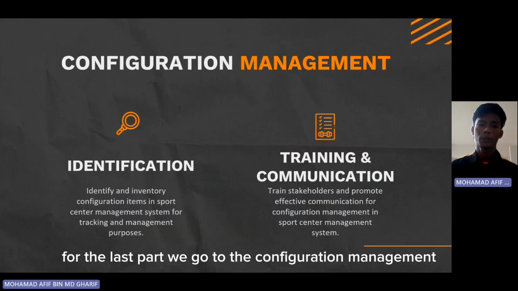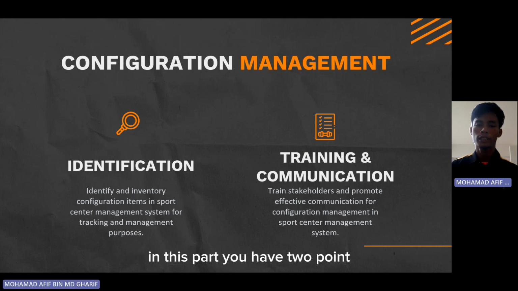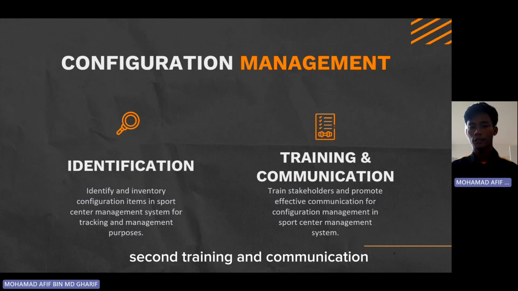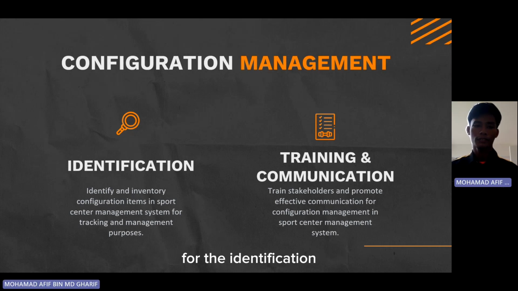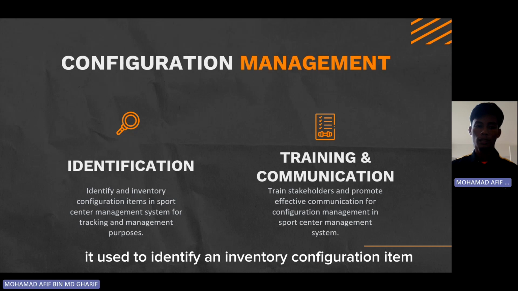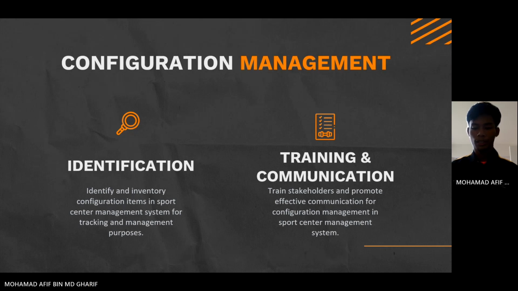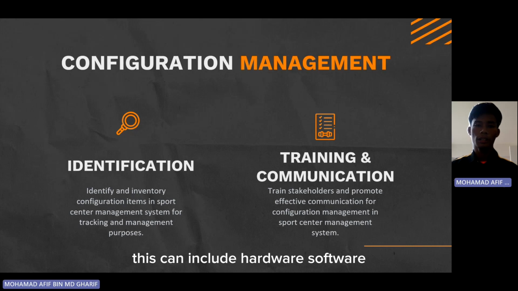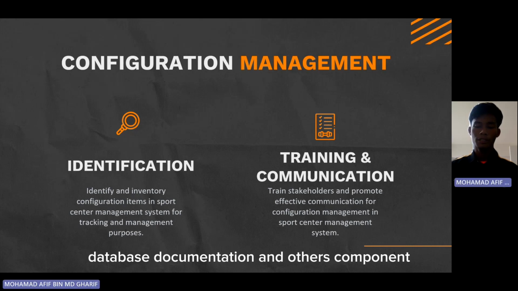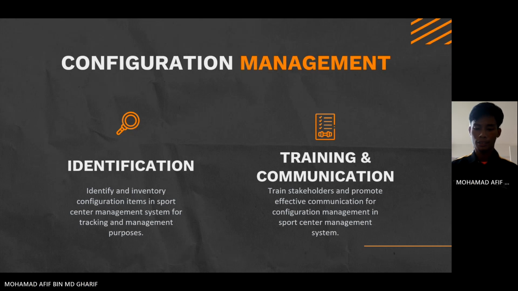For the last part, we go to configuration management. In this part, we have 2 points. First, identification. Second, training and communication. Identification is used to identify and inventory configuration items in the Sport Center Management System for tracking and management purposes. That can include hardware, software, database, documentation, and other components.